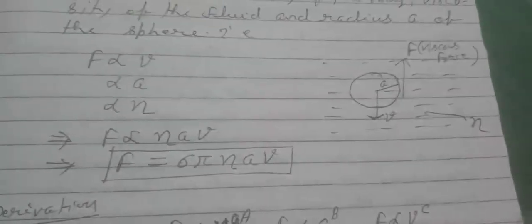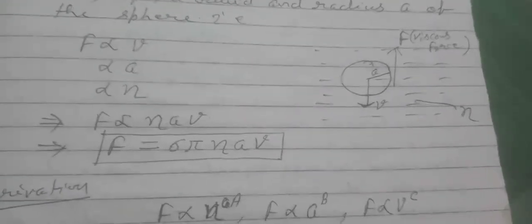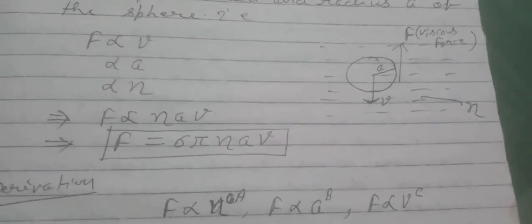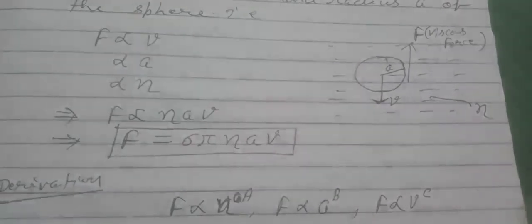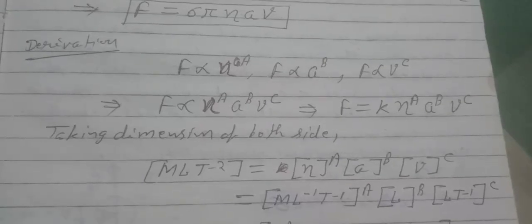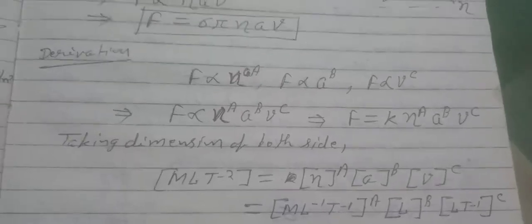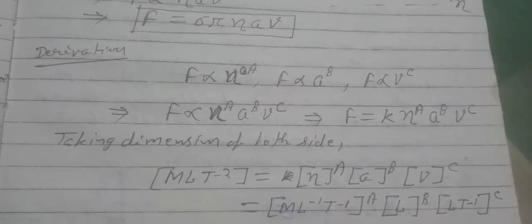This implies F proportional to eta into A into V, or F equals 6 pi eta A V, where 6 pi is the proportionality constant, and its value is calculated from experiment. Derivation: we can derive this relation with the help of dimensional analysis. Let F be proportional to A to the power a, eta to the power b, and V to the power c.